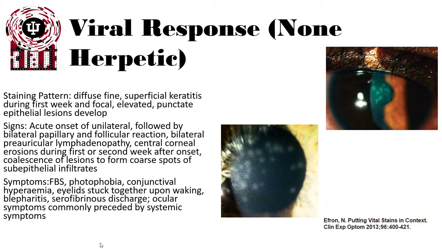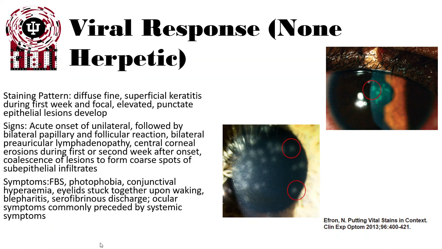Now, viral responses that are non-herpetic can have various patterns depending on the type of virus. They're typically diffuse fine superficial keratitis during the first week and become focal, elevated, or punctate epithelial lesions as they develop. They have an acute onset followed by bilateral papillary or follicular reactions. They can have inflamed lymph nodes as well as central corneal erosions and damage after the development of the cornea. They typically will have a foreign body sensation as well as photophobia and conjunctival hyperemia. Eyelids can be stuck together depending upon the discharge.